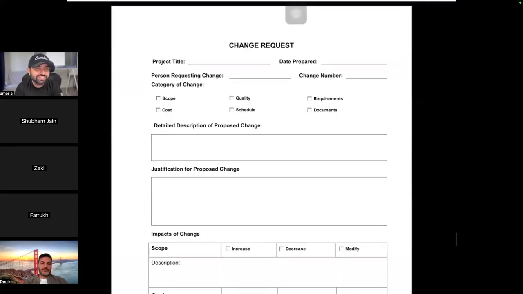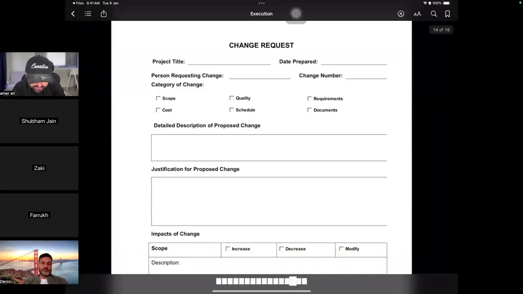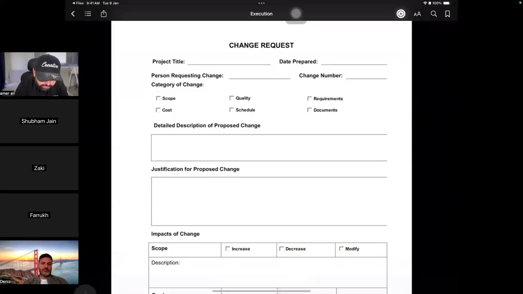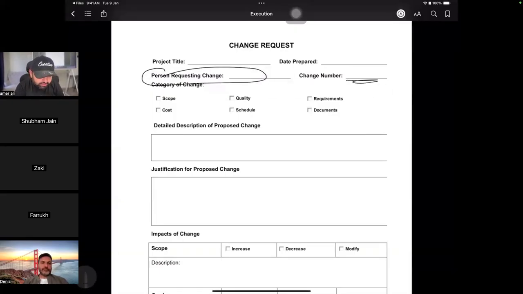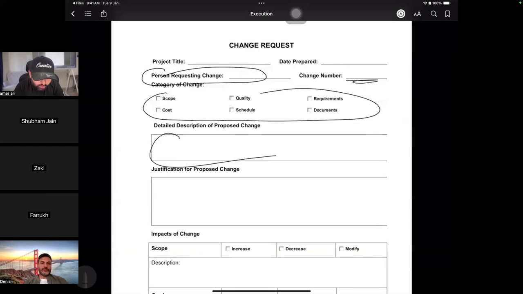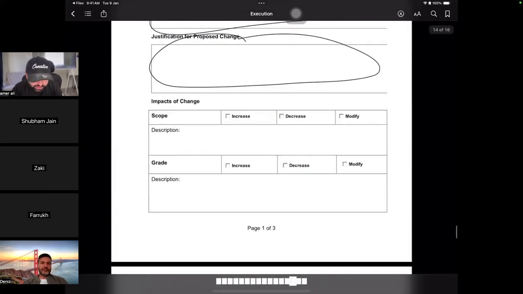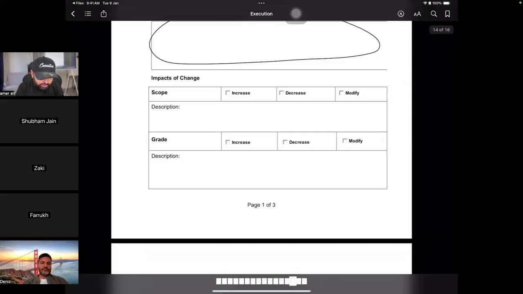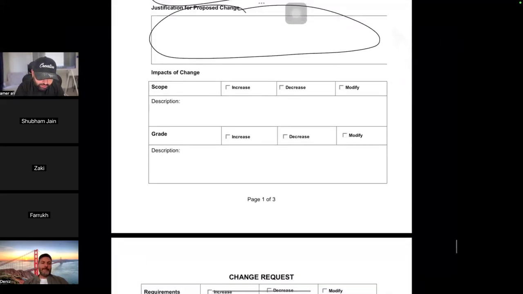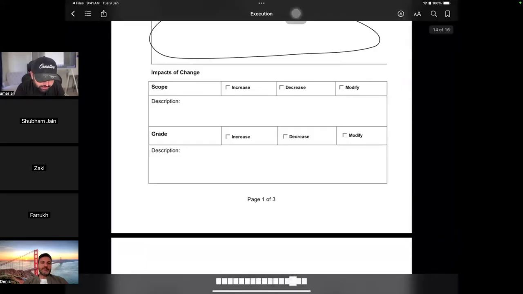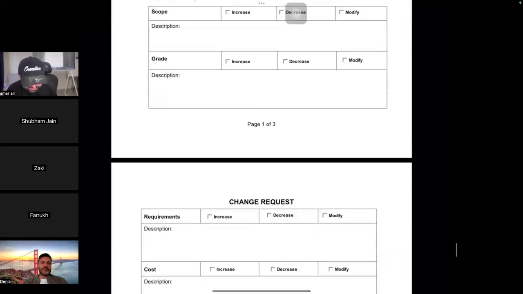Change request, a very important document. Who can request the change? Any person. You see here, when we say that a person has formally requested the change, his name is there. What change is being asked, why he wants the change, what the justification of the change is. Then the entire impact is assessed, and the project manager does the impact analysis on scope and so on.